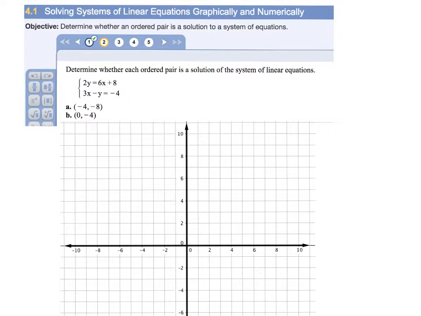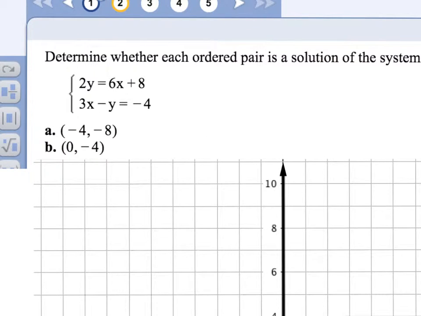We've got another example. We've got two different lines here, and we've got the values. So I'm going to zoom in a little bit here and write, okay, we need 2y is equal to 6x plus 8. And then the second one is 3x minus y equals negative 4. And so we've got our two lines.